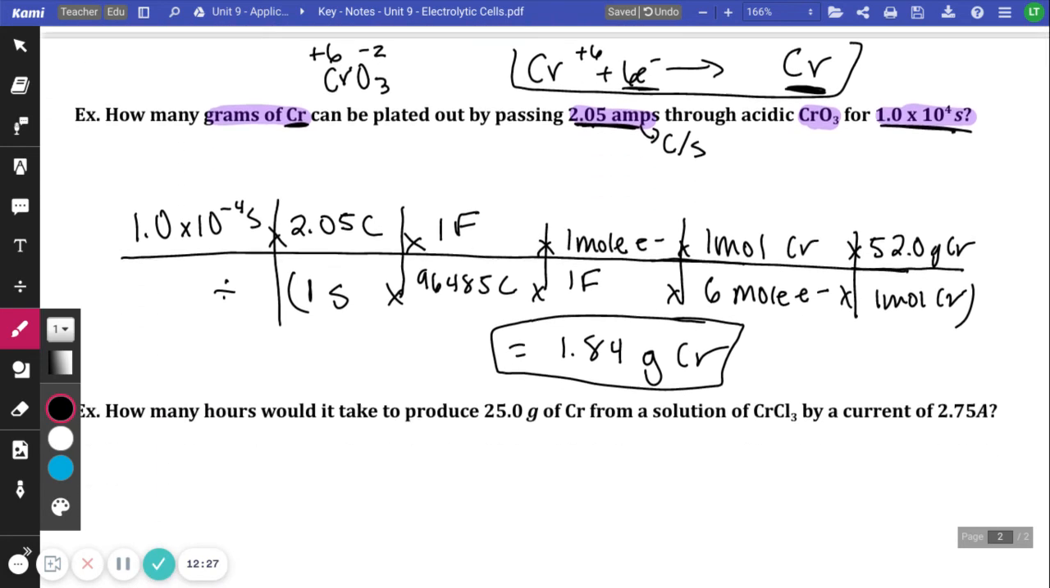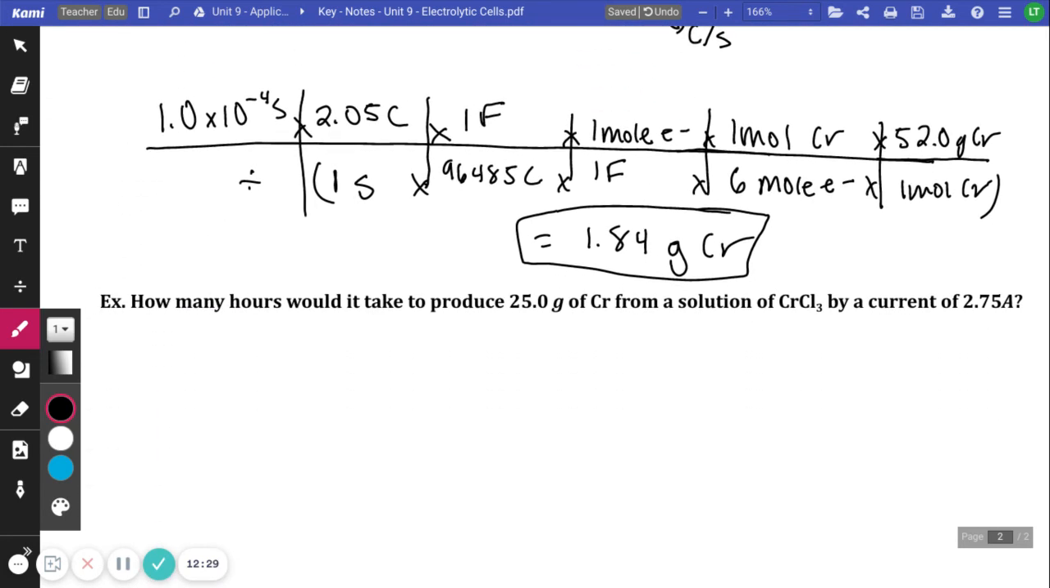All right, so we have one more problem. I want you guys to pause the video. This one is backwards from the previous one that we did. So I want you guys to go ahead and pause the video and try to work this one out on your own, and then restart the video so we can go over it as well. All right, so go ahead and pause it.